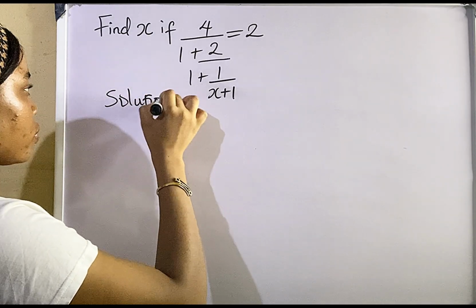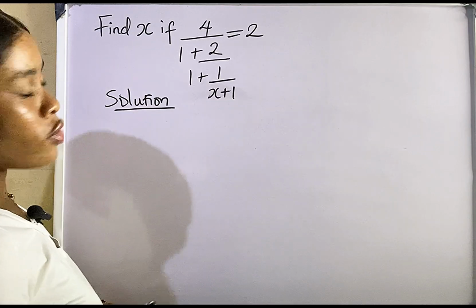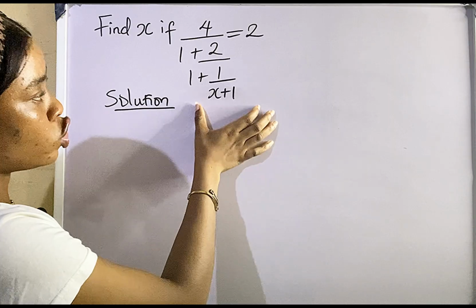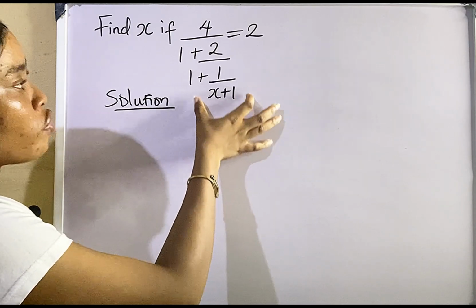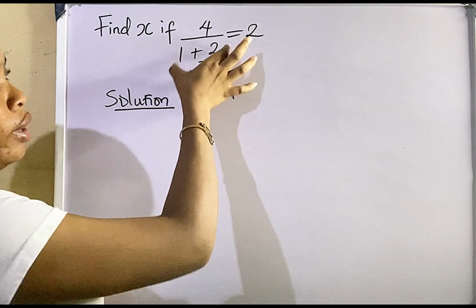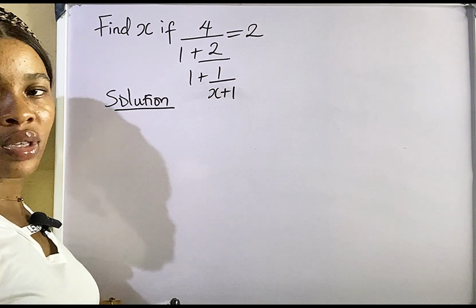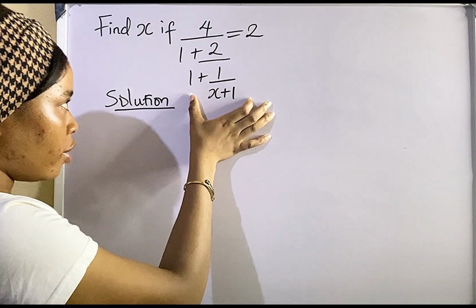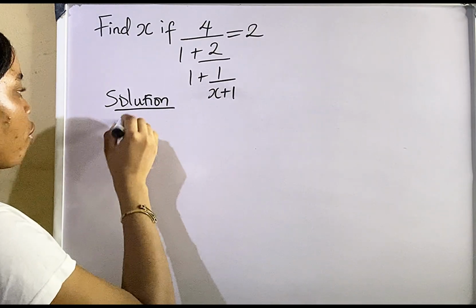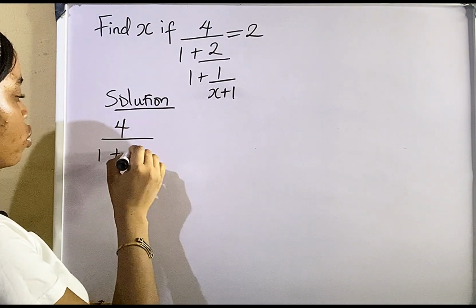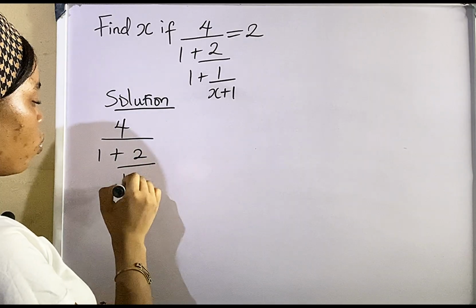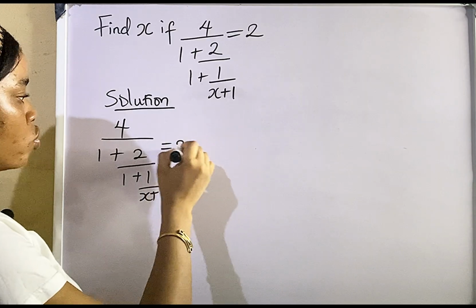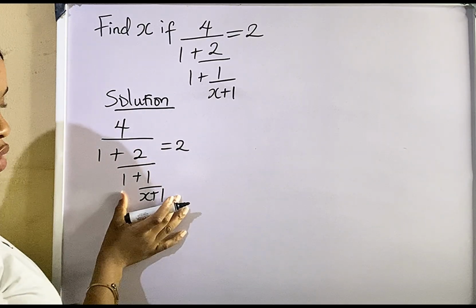Solution. First of all, to answer this, we have to start with the denominator. We start by resolving the denominator bit by bit until it becomes a simple equation. So now we are going to start from here. We have 4 all over 1 plus 2 all over 1 plus 1 all over x plus 1 equals 2. So now we start with the denominator here.